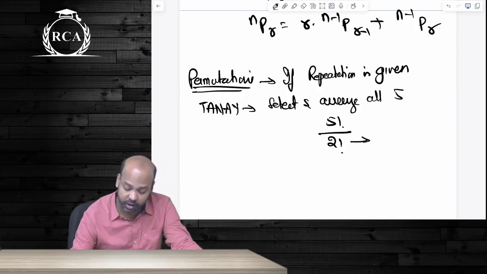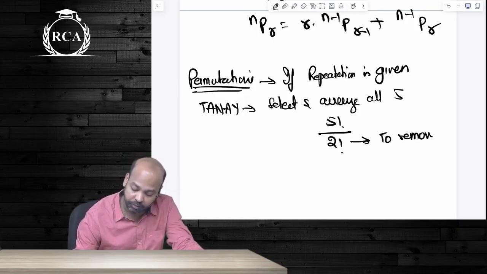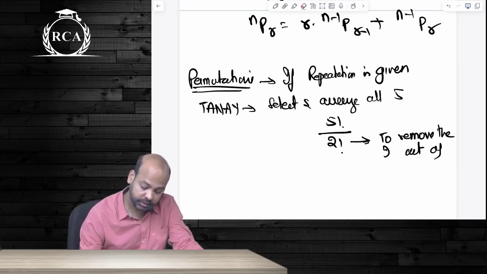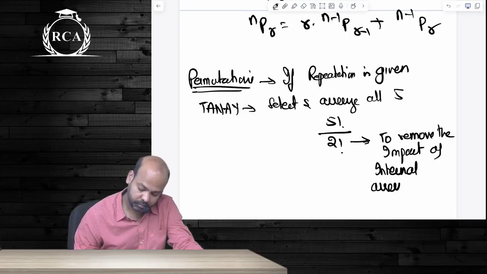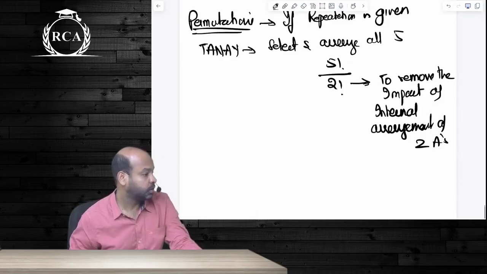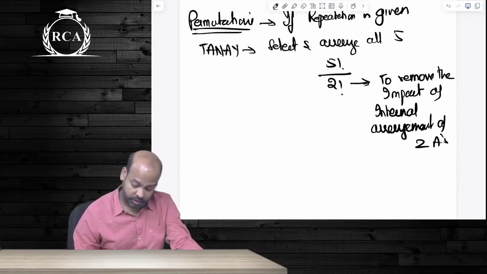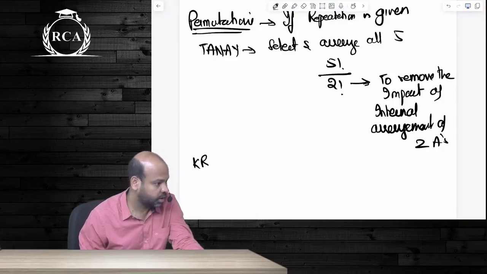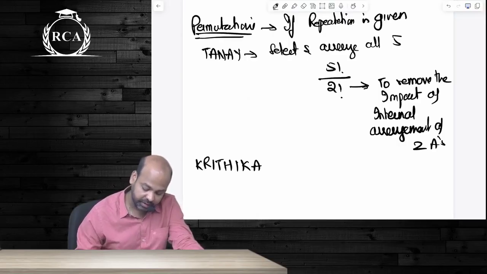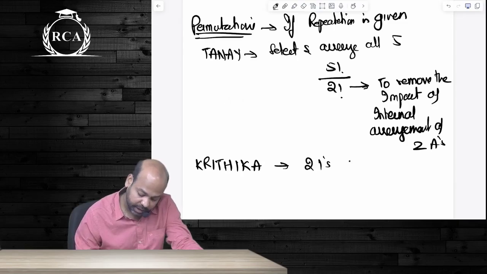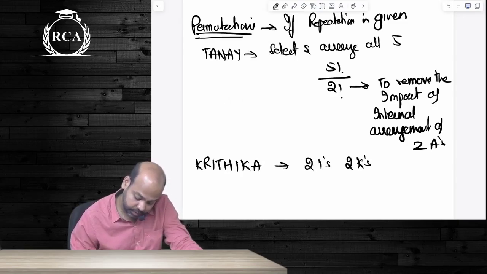Why are you dividing by 2 factorial, beta? To remove the impact of internal arrangement of the 2 A's. Are we clear? Kritika, spell your name. Now, how many repetitions are there here? I have 2 I's. I have 2 K's. Anything else? That's it.